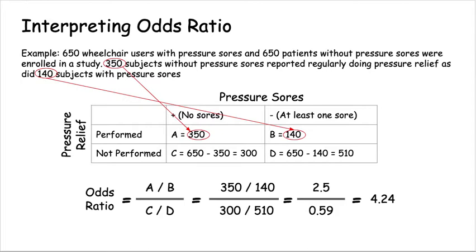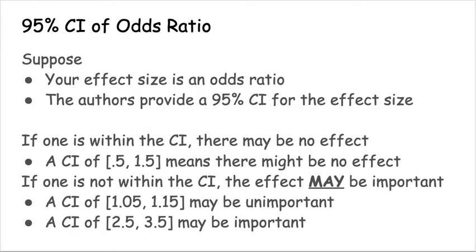For example, suppose a study examines whether performing pressure relief decreases the odds of developing pressure sores among wheelchair users. From the data below, an odds ratio of 4.24 means that wheelchair users who perform pressure relief have much better odds of avoiding pressure sores than wheelchair users who do not.